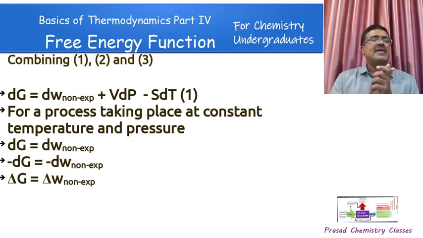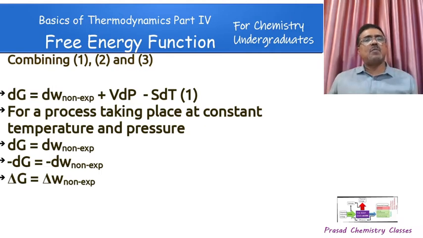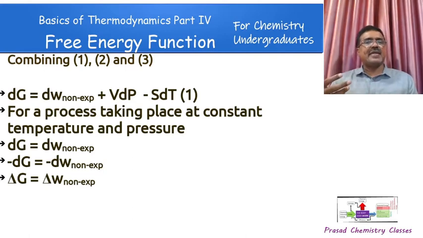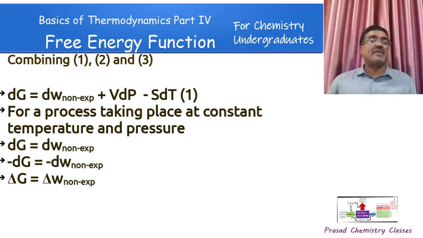And what we get, dG equals dw non-expansion, or minus dG equals minus dw non-expansion, or minus delta G equals w non-expansion. That is it. Delta G equals w non-expansion. What does it indicate? The change in free energy, decrease in free energy. When delta G is negative, there is decrease in free energy. That much amount of non-expansion type of work can be obtained, and we have considered the process to be reversible.